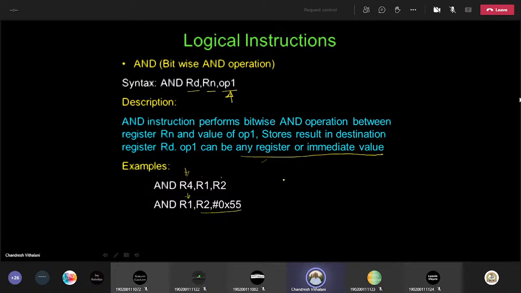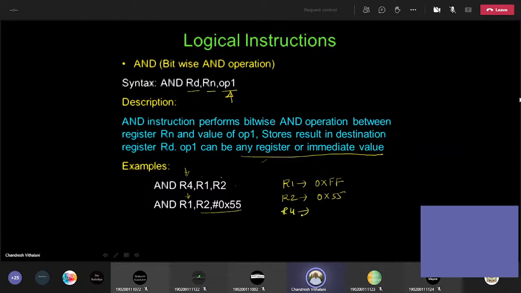Now suppose I have content in R1 initially 0xFF. And the content in R2 is, let's say, 0x55. Then what will be the content of register R4 after executing this instruction? Can anyone tell me?